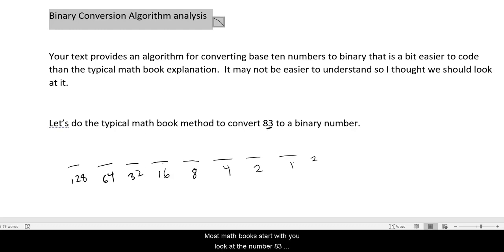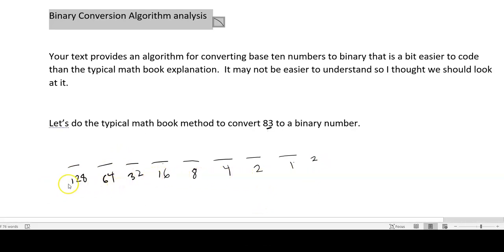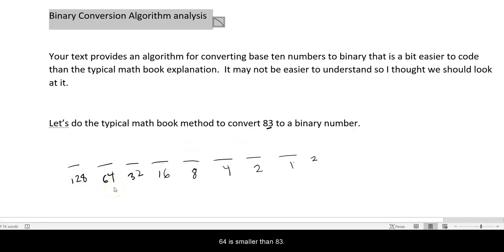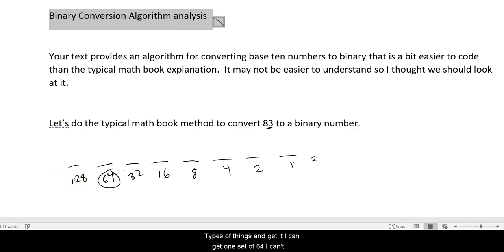Well, most math books will start with you look at the number 83 and you look at the value of these places that I've written here. The 1, 2, 4, 8, 16, 32, 64, 128, and find the largest value that's smaller than 83. So 128 is larger than 83. 64 is smaller than 83. So the most I can get is one set of 64. I can't get any more than one set of 64 out of this. I can't get a whole set of 128. So I start with the 64.